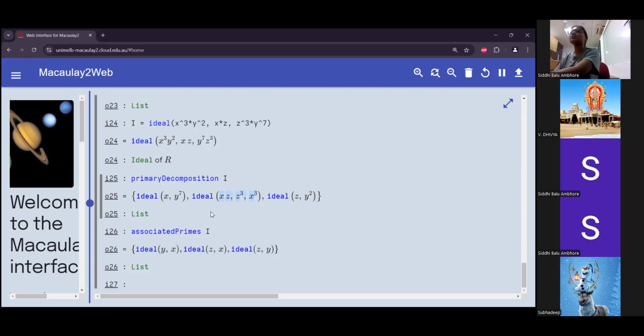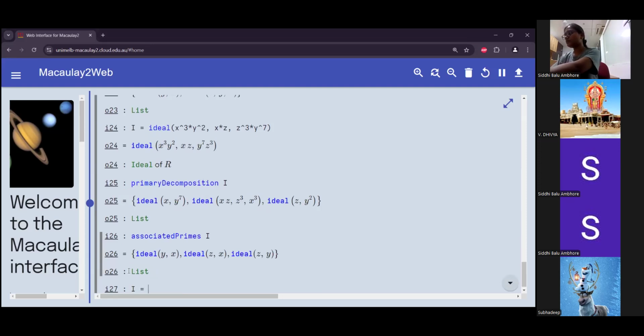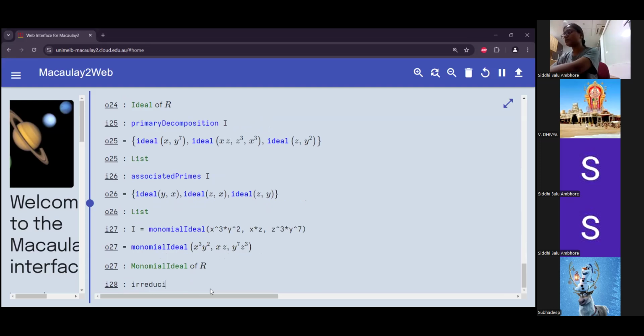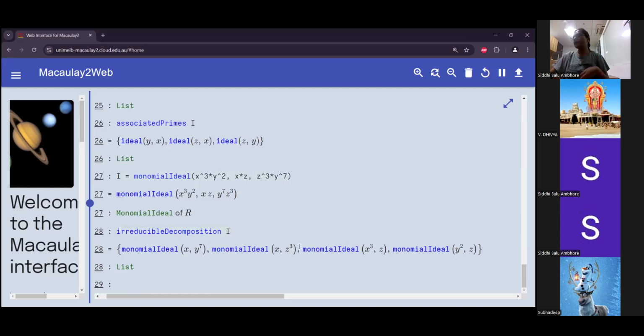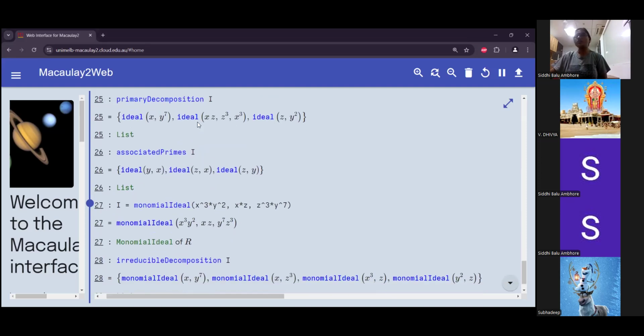Okay, there is something called irreducible decomposition, only defined for monomial ideals in Macaulay 2. So how to do that? If I define I to be a monomial ideal, and this is the same ideal I consider, then the irreducible decomposition of I is this. Okay, so this (x, y) is actually the radical of this ideal, and this ideal here, (xz, z cube x square), is actually the intersection of these two ideals. You can check this: (x cube, y), (xz) and (z cube), and this last ideal (z, y square) is actually this ideal here, which stays as it is.